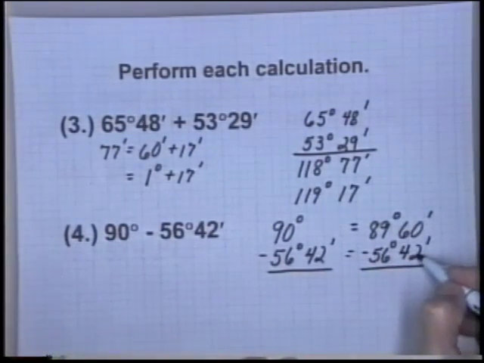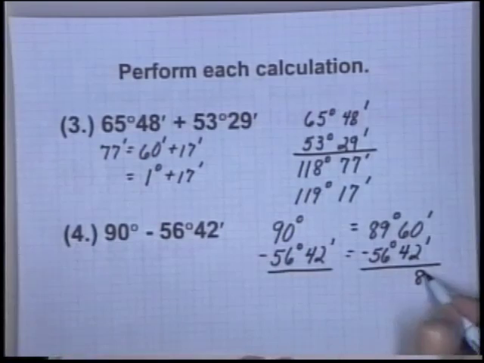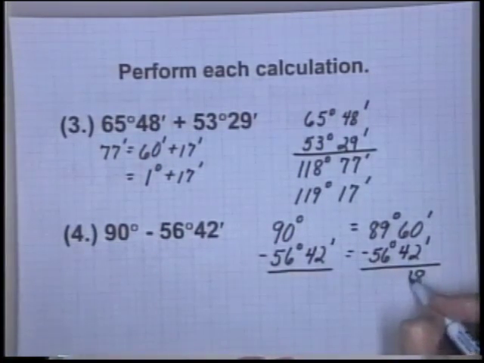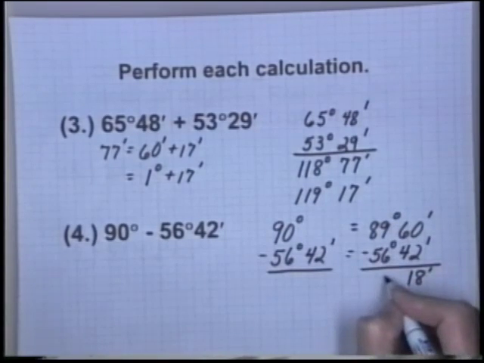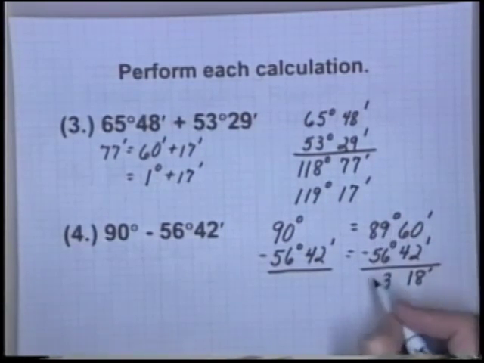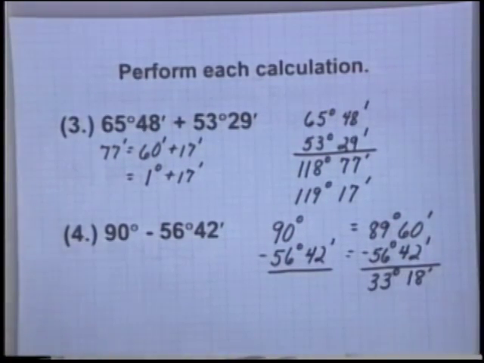When we subtract the 2 from 10, we'll get 8. 4 from 5, we get 1, so we've got 18 minutes. 6 from 9 is 3. 5 from 8 is 3. So when we subtract those angles, we get 33 degrees, 18 minutes.